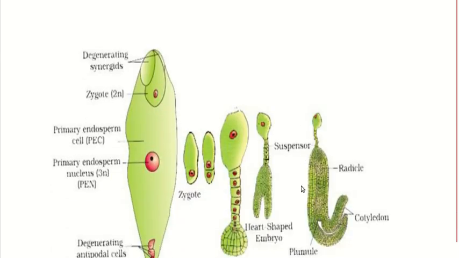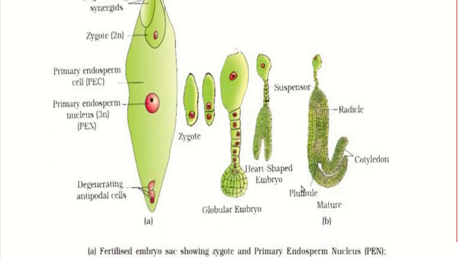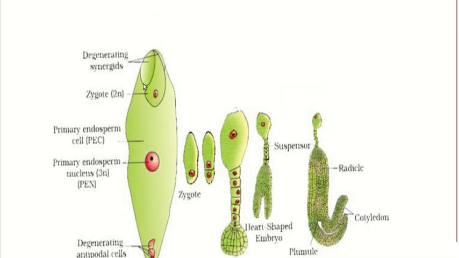So the structure of embryo, development of embryo. The fertilized embryo sac showing zygote and primary endosperm nucleus. After fertilization in the embryo sac, the synergids degenerate and the egg cell, which is fused with one of the sperm cells from the pollen grain, forms the zygote, and another sperm cell which fuses with the polar nuclei, they are going to form primary endosperm nucleus and they are triploid.